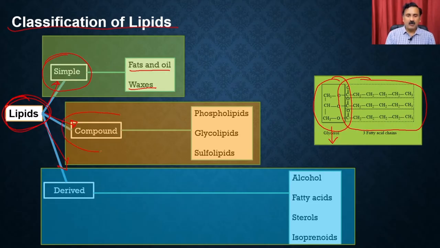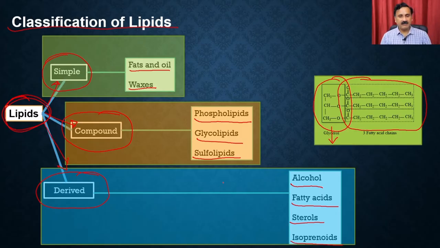In the compound lipids, you can have phospholipids, glycolipids, and sulfolipids. Here you have some kind of derivatization onto the side chain as well as onto the backbone, and that's why they are called compound lipids. And then you have the derived lipids. These are a special class of lipids where you have modification in terms of the backbone as well as the side chain. So it's going to be an alcohol, a fatty acid, or it can be a steroid or isoprenoid. Depending on the backbone, the derived lipids could be of different types.